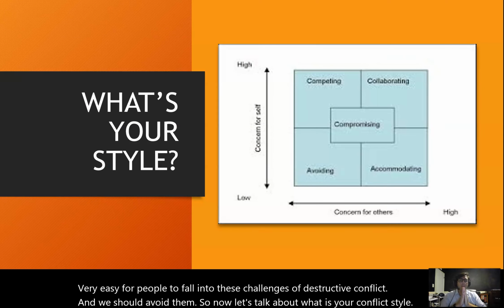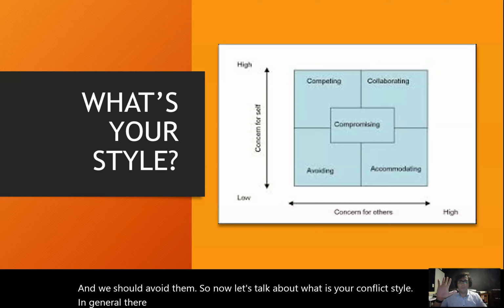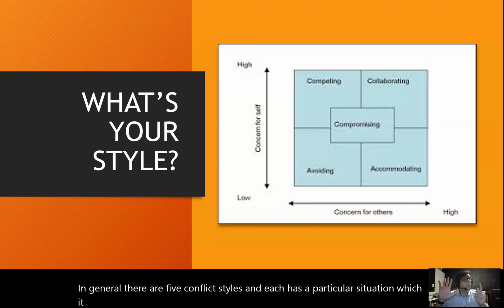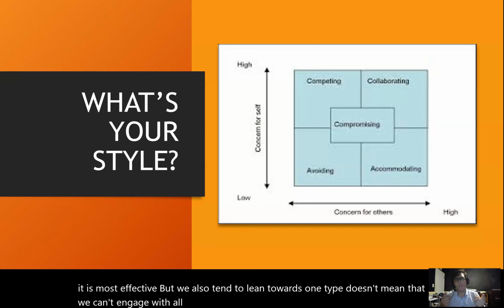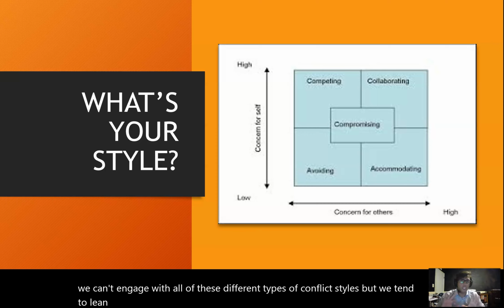In general, there are 5 conflict styles, and each has a particular situation in which it is most effective. But we also tend to lean towards one type. Doesn't mean that we can't engage with all of these different types of conflict styles, but we tend to lean toward one or two in most cases.